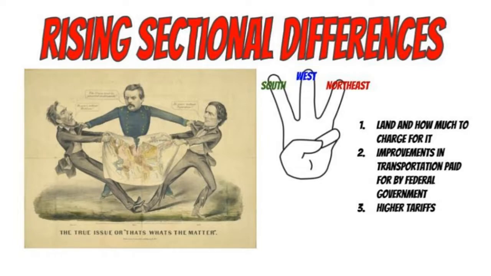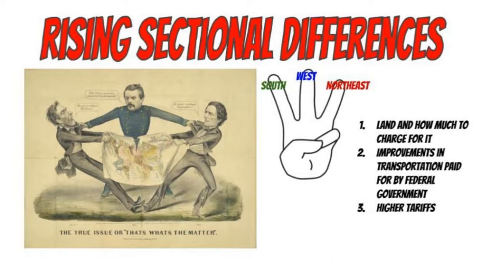The second conflict was about improvements in transportation. The Northeast and West wanted the government to spend money on transportation to help transport goods. Southerners opposed this because the money to pay for the improvements would come from tariffs, and Southerners did not want an increase in tariffs. The issue of tariffs was the third sectional conflict.